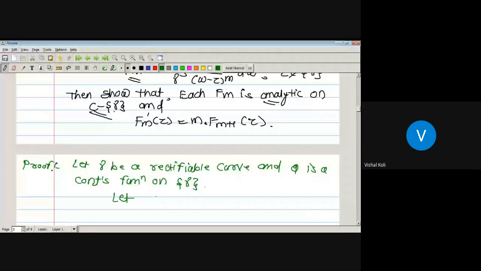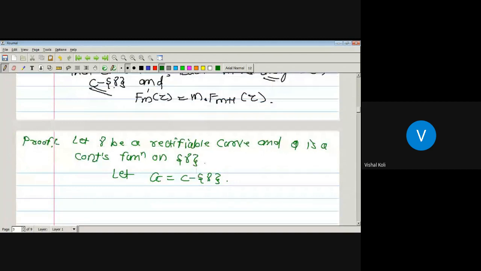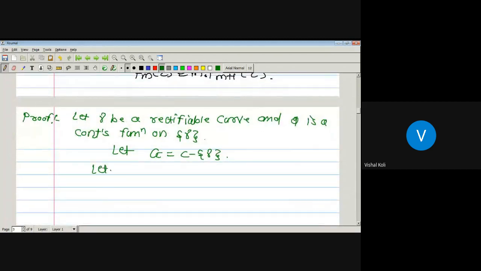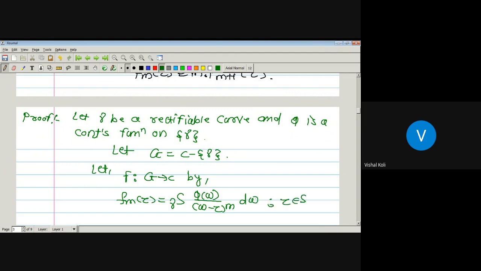We will take this C minus trace of gamma as some G. Let G be C minus trace of gamma. And there is one function defined here, that is Fm. So let Fm be a function defined from G to C by Fm of Z equal to the integral over the curve gamma of phi of W divided by W minus Z to the power m dW, where Z is not a member of trace of gamma. Now first tell me whether this given function is well defined or not.